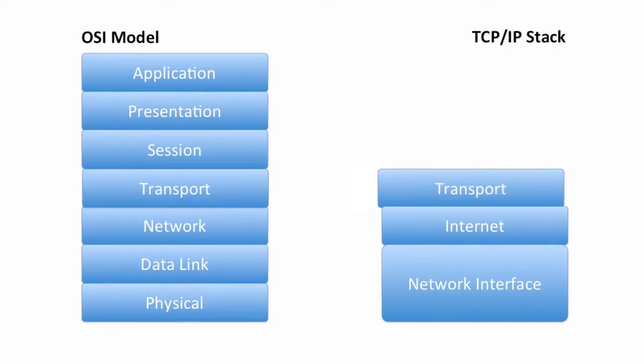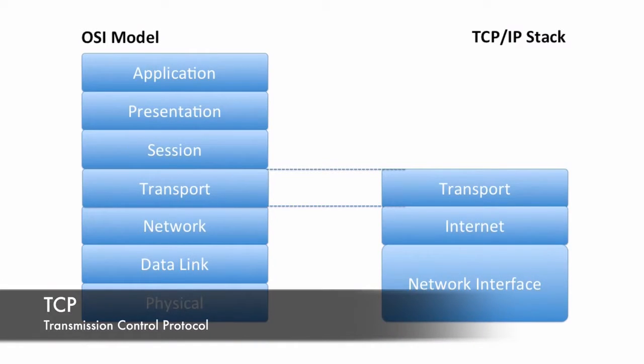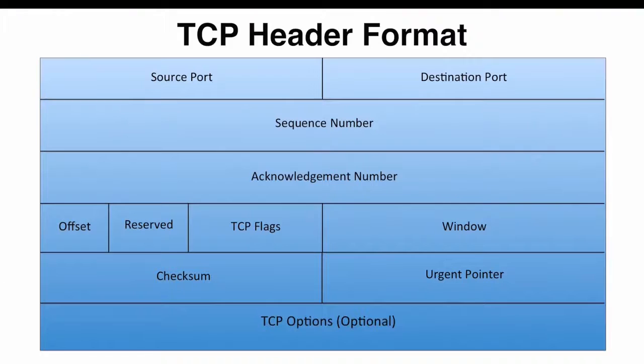The transport layer of the TCP/IP stack should be easy to remember because it maps to the same name, the transport layer of the OSI model. And the 2 primary protocols found at the transport layer in the TCP/IP stack are TCP, Transmission Control Protocol, and UDP, the User Datagram Protocol. First, let's examine the header of a TCP segment.